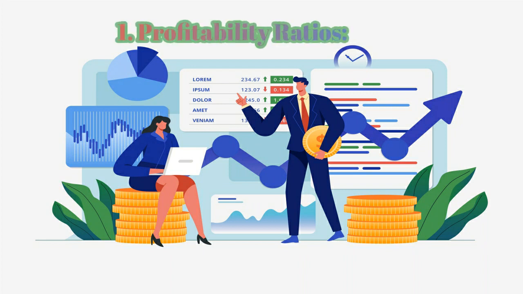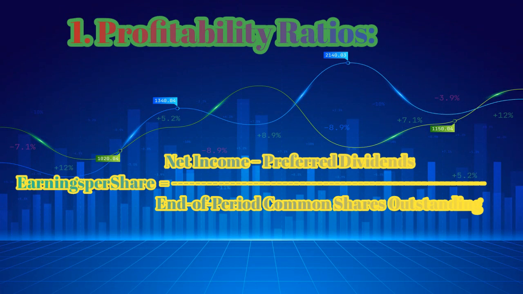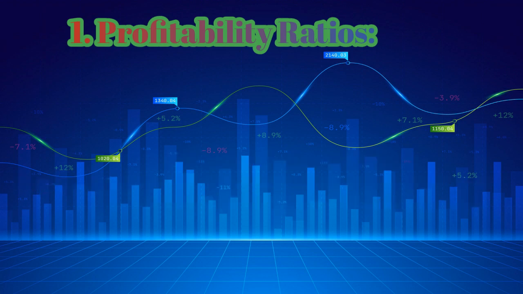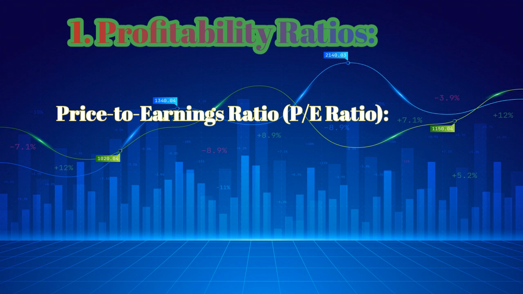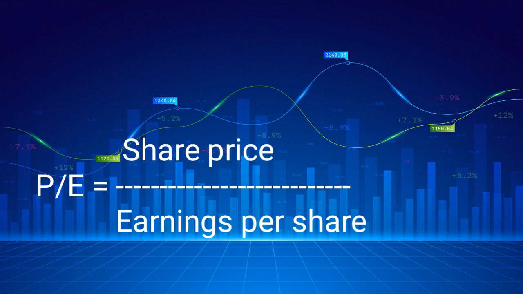1. Profitability ratios. Earnings per share, EPS. This metric measures the portion of a company's profit allocated to each outstanding share. A higher EPS indicates stronger profitability. Price to earnings ratio, PE ratio. This ratio compares a company's stock price to its EPS. A high PE ratio suggests that investors are expecting strong future growth, while a low PE ratio could indicate undervaluation.